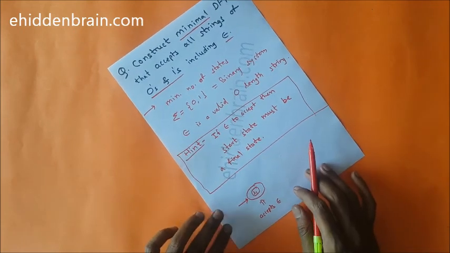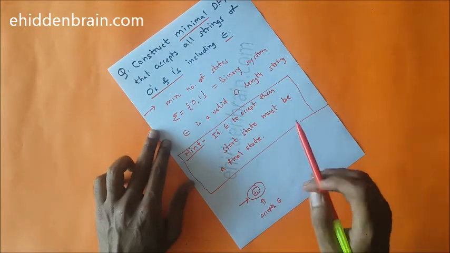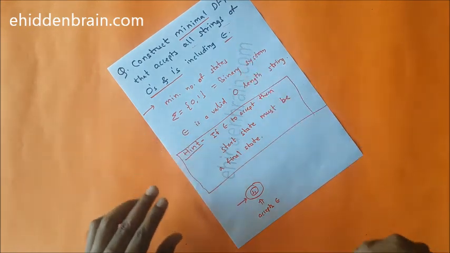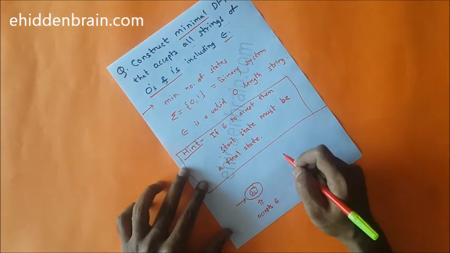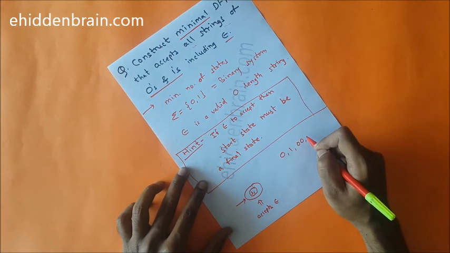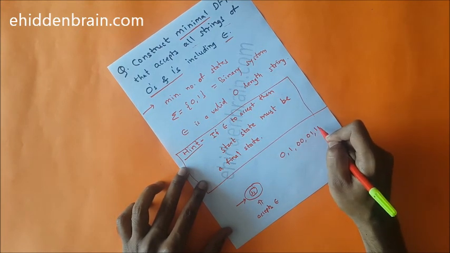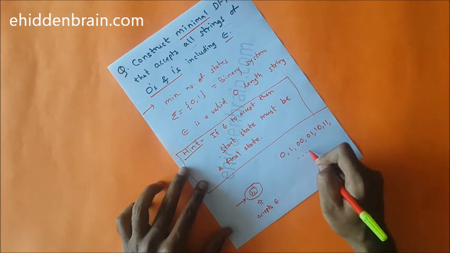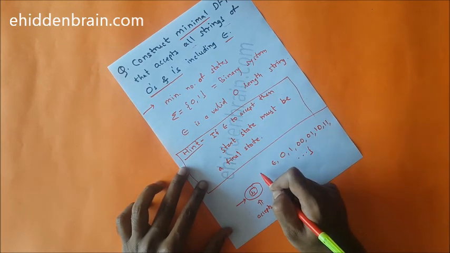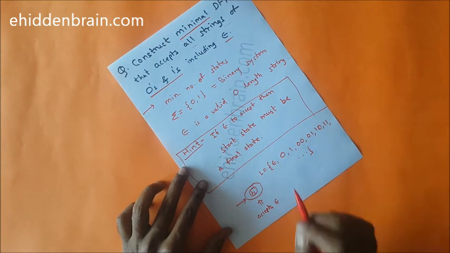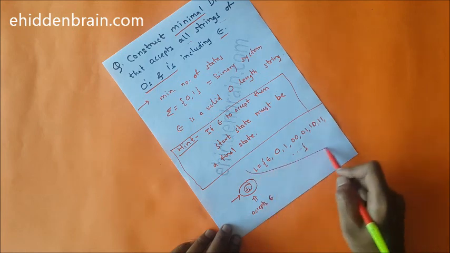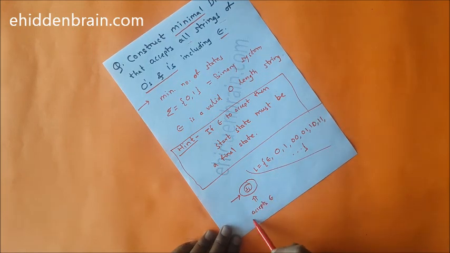Now, our DFA says it accepts all the strings including epsilon, which means all the strings of zeros and ones should be accepted, like 0 should be accepted, 1 should be accepted, 00 should be accepted, 01 should be accepted, 10 should be accepted, 11, like this all the infinite strings should be accepted, and including epsilon. So this I will call the language.